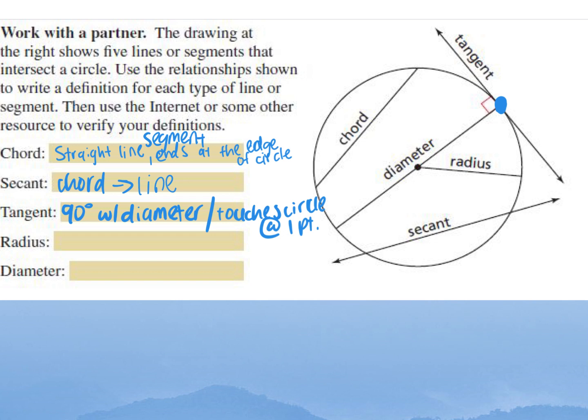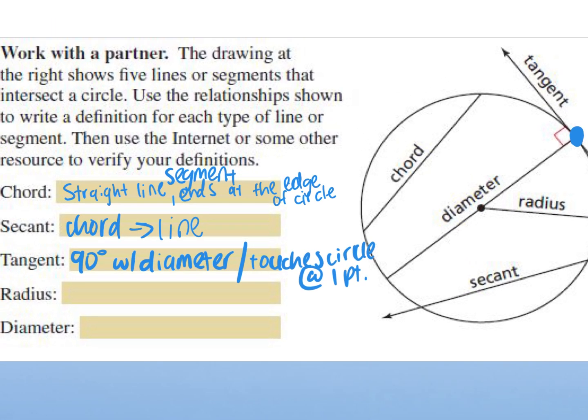How would you describe a radius? Go ahead, Hannah. Say it one more time. 180 degrees with the diameter. Oh, okay. So if you took a radius and you extended it 180 degrees, then it would become a diameter. Yeah, Kristen? I said that it's a line segment that meets in the middle.